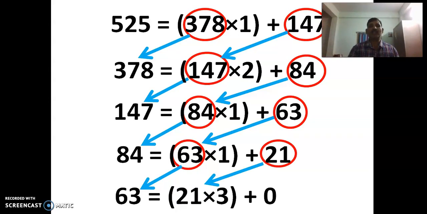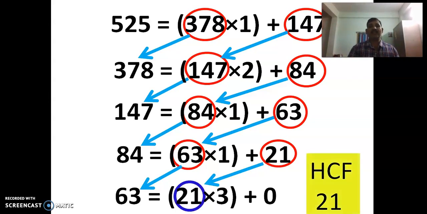Means what does it mean? 21 is the HCF of the numbers 525 and 378. Means we have to understand that only whole tiles are to be used. The largest possible side of such a square tile is 21 centimeters. Of course, the largest possible, why did we say?